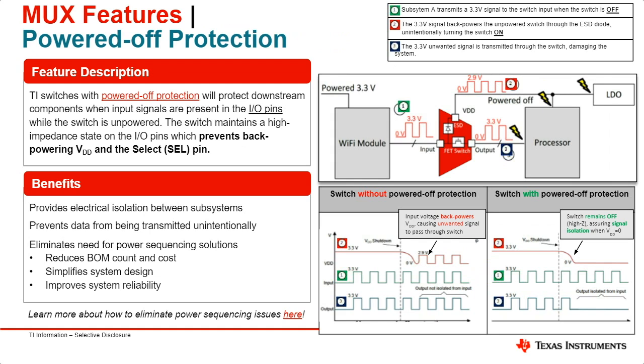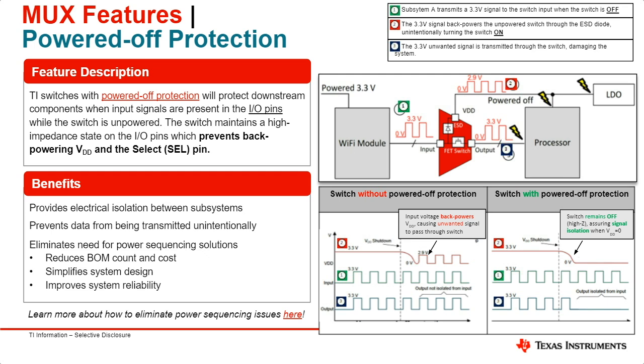Another protection feature, very similar to the previous one, is powered off protection. In this case, the device is also powered off, but this time there is a voltage signal on the input pin or the output of the source pin. It can also cause damage either to the device itself, to the downstream devices in your system, or it can backpower the device.